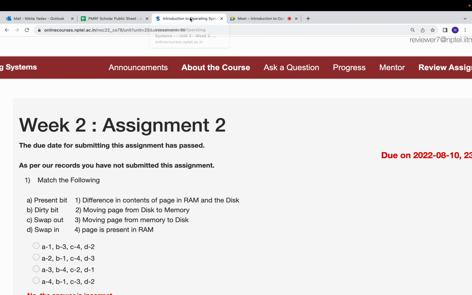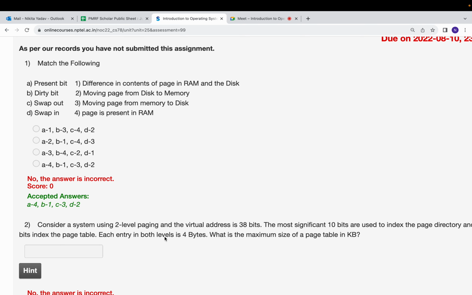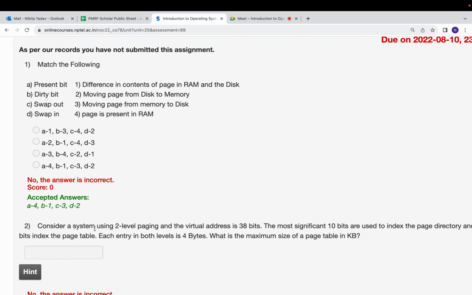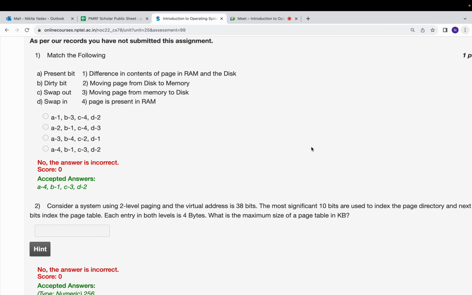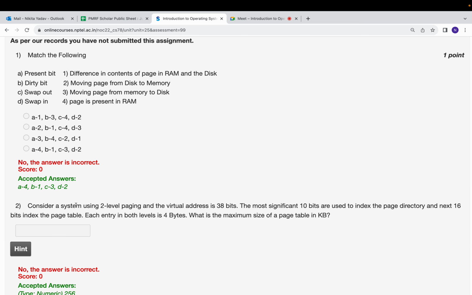Okay. Let's look at the next question. Here, consider a system using two-level paging, and the virtual address is 38 bits. The most significant 10 bits are used to index the page directory, and the next 16 bits index the page table. Each entry in both levels is 4 bytes. What is the maximum size of a page table in kilobytes?